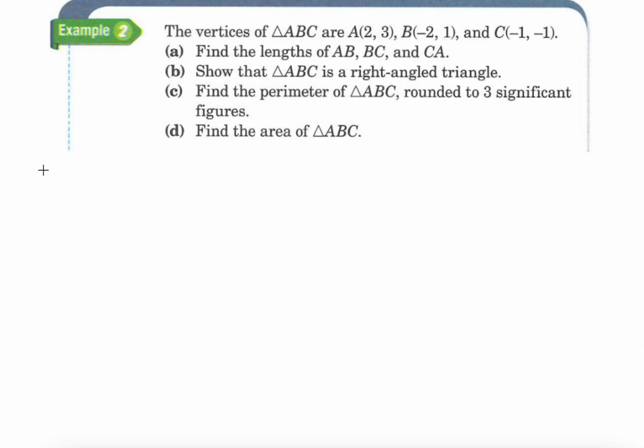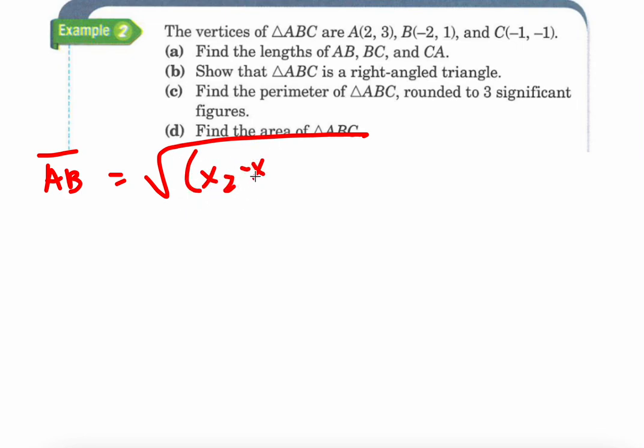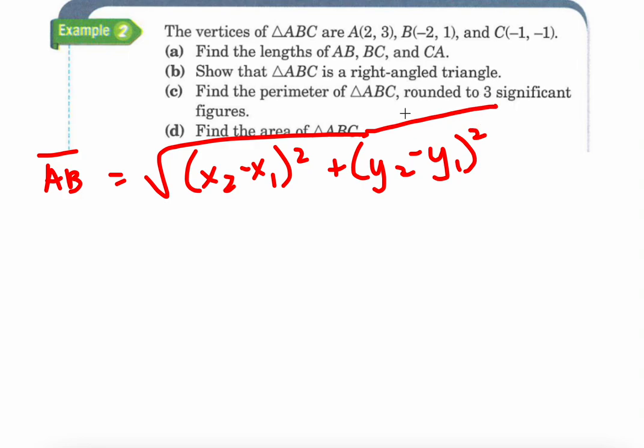All right, so to figure out AB, I need to use my formula, right? So it's going to be the square root of x2 minus x1 squared plus y2 minus y1 squared. All right, so this is x1 and this is, ooh, you know what? I'm going to switch it around. I'm going to call this x2 because I know I'm going to have to subtract later and I don't like this order right now.